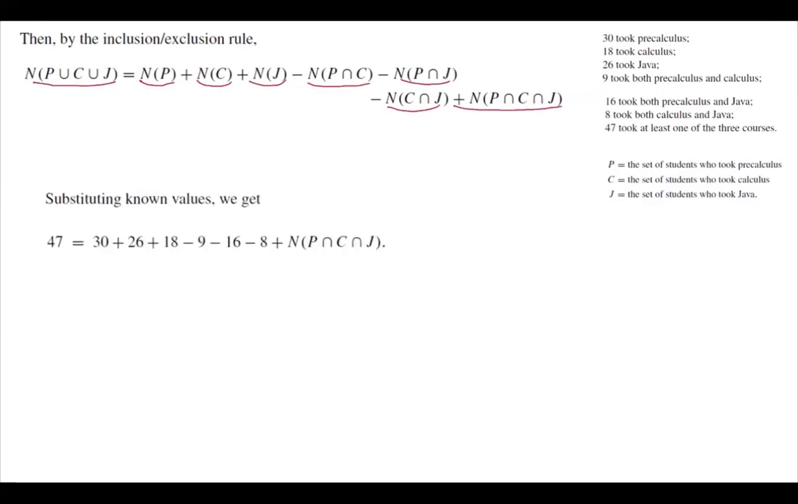Very good. So first of all, note that we know 47 took at least one of these 3 classes. When we say at least, it means that you have the union of these 3 sets. The number of people who took pre-calculus is 30.